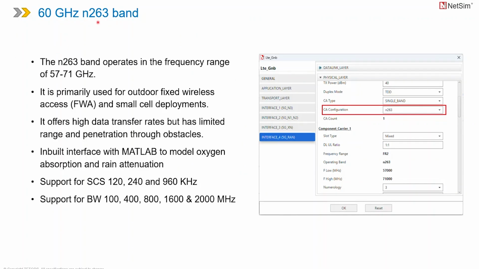The N263 band is a recent addition to NetSim. This band is mainly used for outdoor fixed wireless access, or FWA, and small cell deployments, delivering high data transfer rates. It is important to note that this is a high frequency band, and this also means that the band would have much higher propagation losses, which NetSim models per the 3GPP standards.